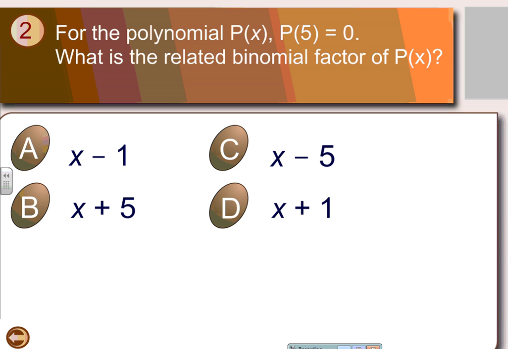All right, second question for you. Again, still at that bit.ly link. For the polynomial p of x, if p of 5 equals 0, what is the related binomial factor? So if this holds true, then which one of those was the factor that we actually divided by? Answer that now.